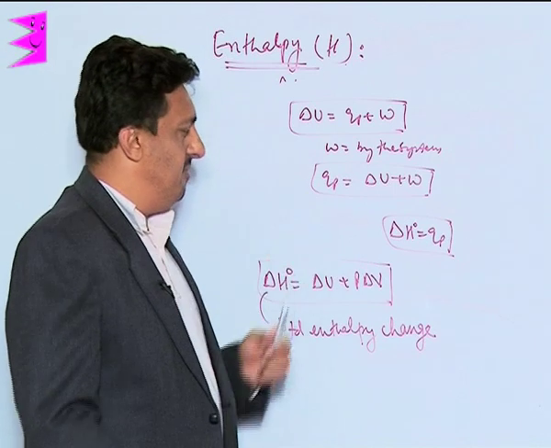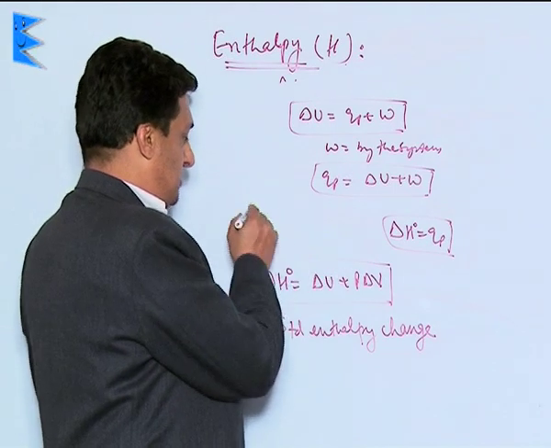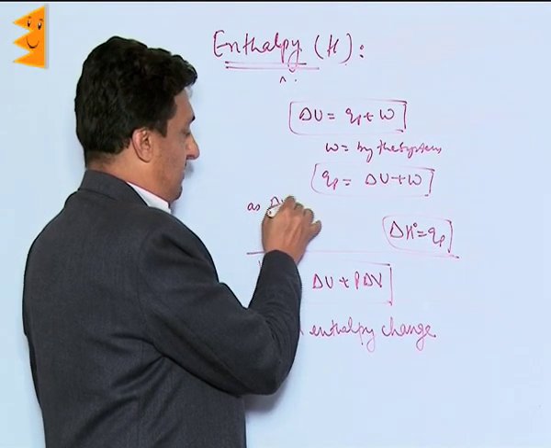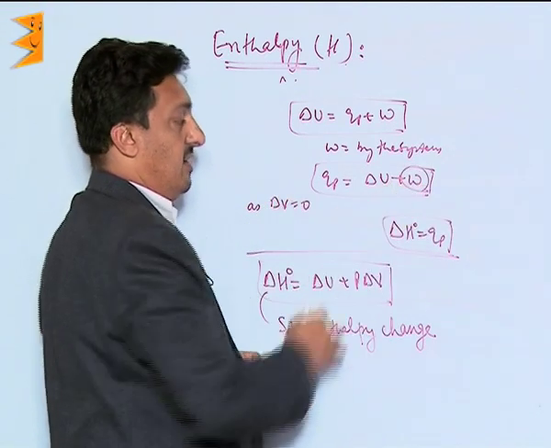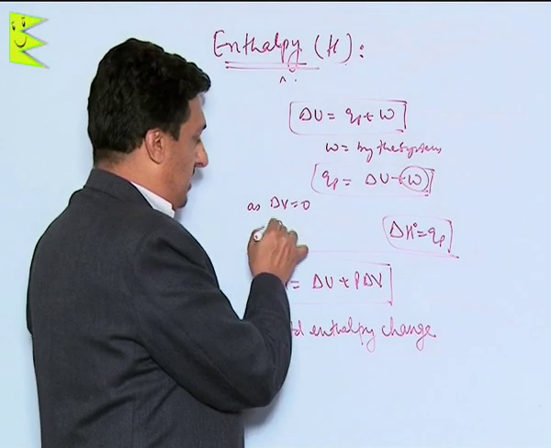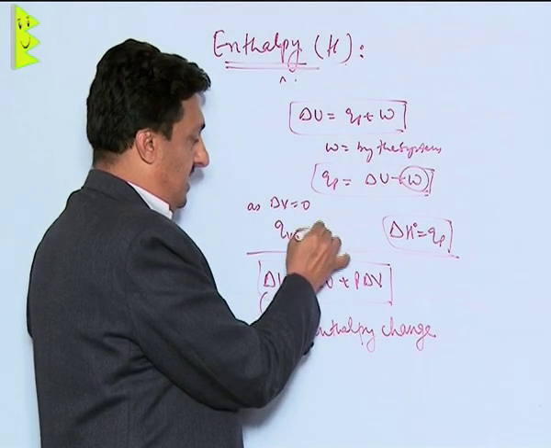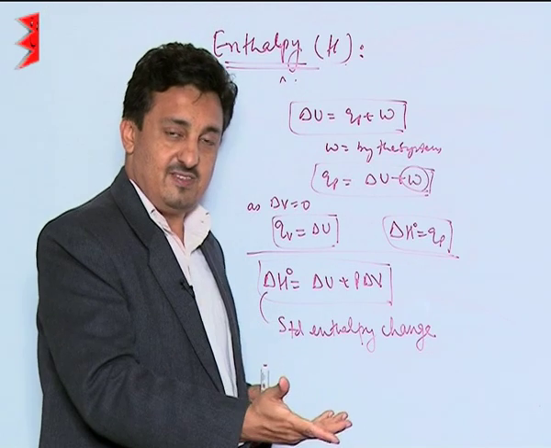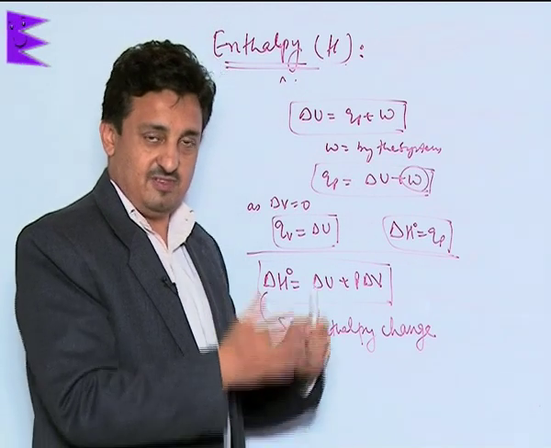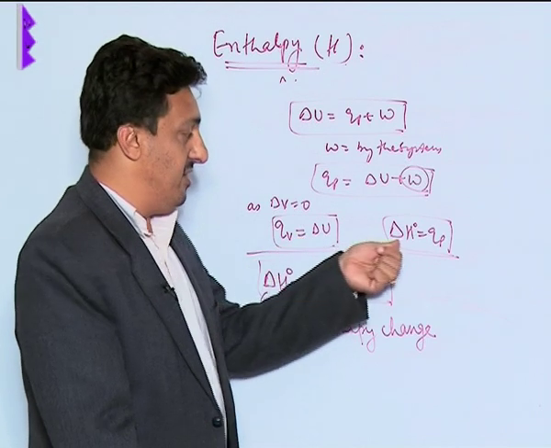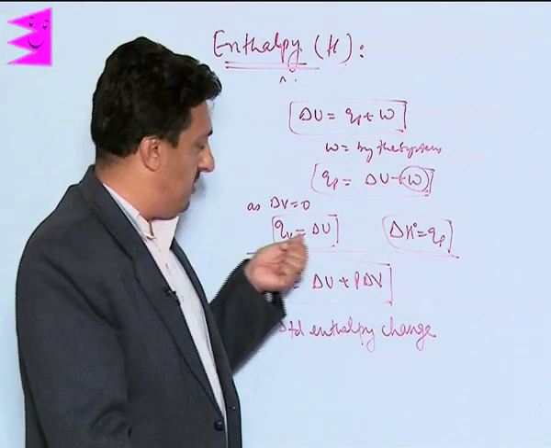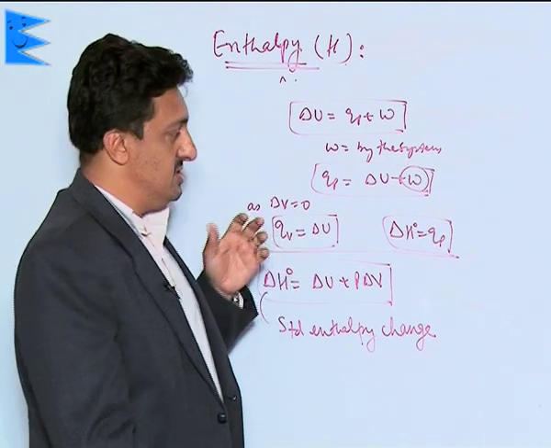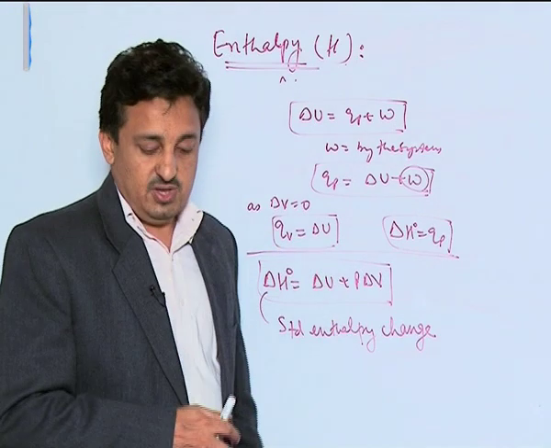And from this formula, we can also make out very clearly that as delta V becomes 0, the work done also becomes 0. So in that case, we call it QV is equal to delta U. We need to know this. When heat is given to any particular reaction or system at constant pressure, it is always equal to the enthalpy change, and at constant volume, it is equal to the internal energy change. So these are two things which are always related to each other.